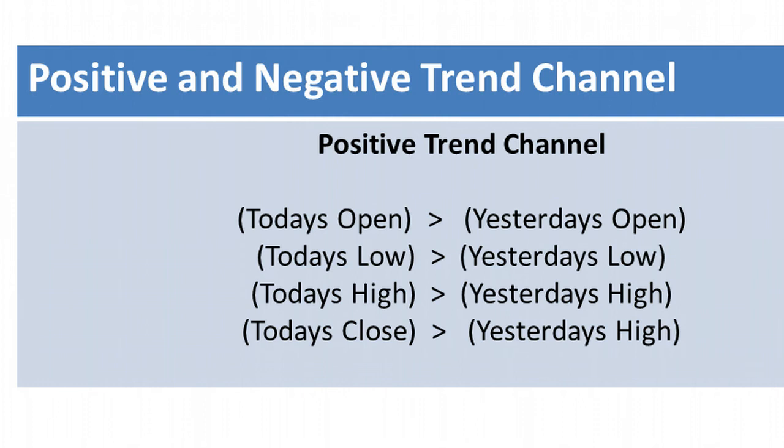Similarly, for a negative trend channel, today's open should be less than yesterday's open. Today's low should be less than yesterday's low. I haven't put that here, but it's exactly the vice versa of what you see here. And today's high should be less than yesterday's high, and so on. So let me show in a graph how it's going to look.